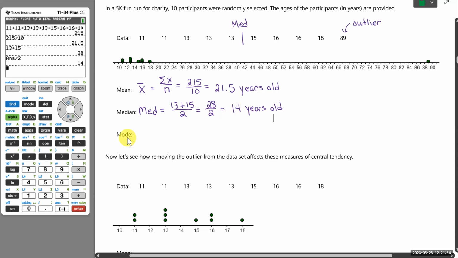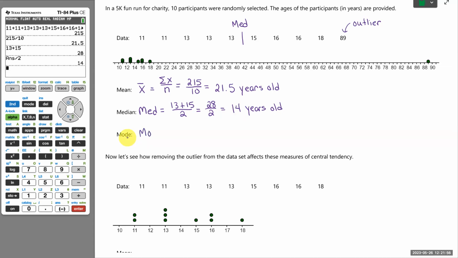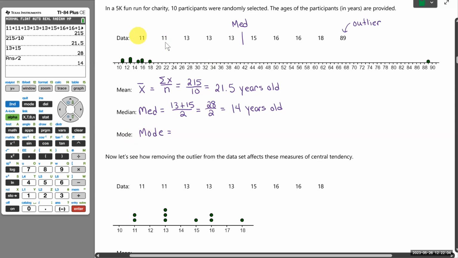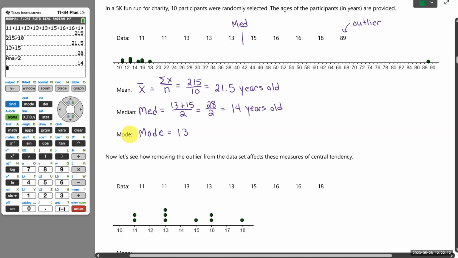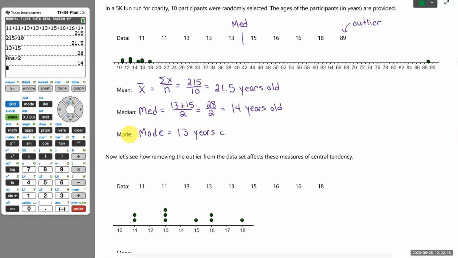And then we'll just add the mode here for practice. The mode is the data value that occurs with the highest frequency. In other words, it occurs the most in the data set. In this case, the 13 occurred 3 times, more than any other number. So that is our mode. All right, units one more time: 13 years old.